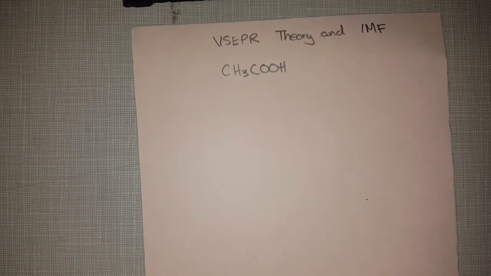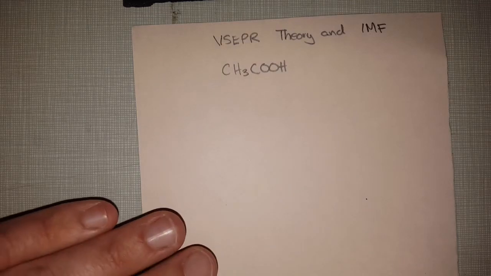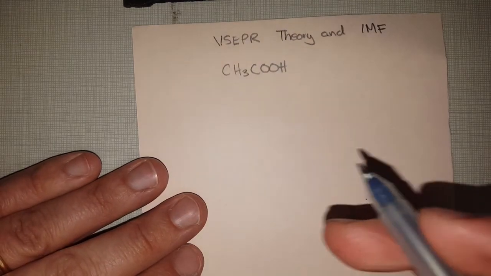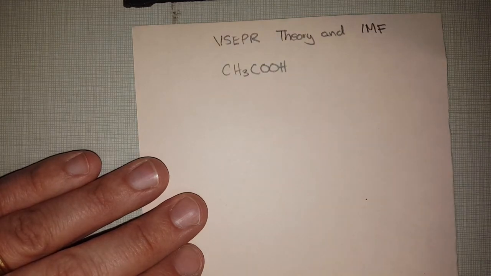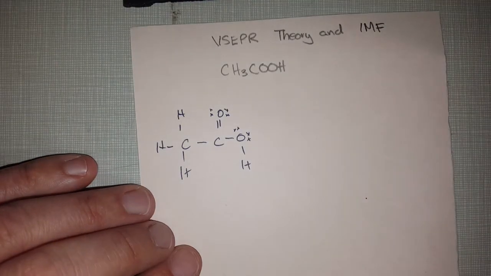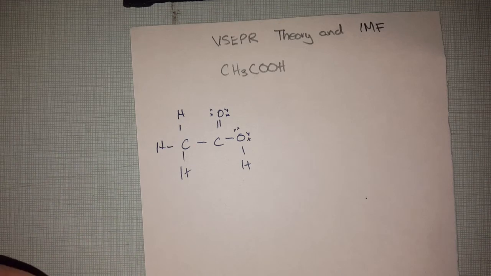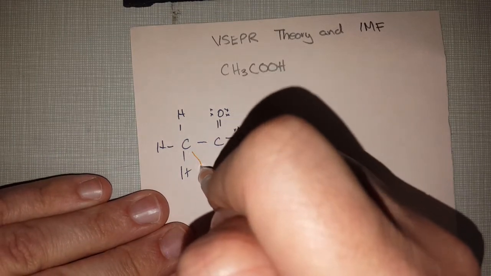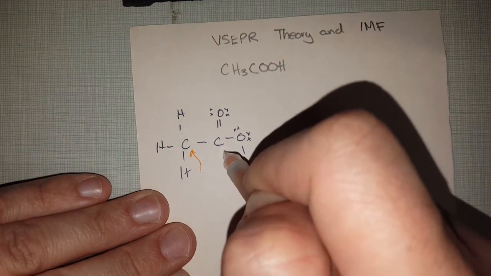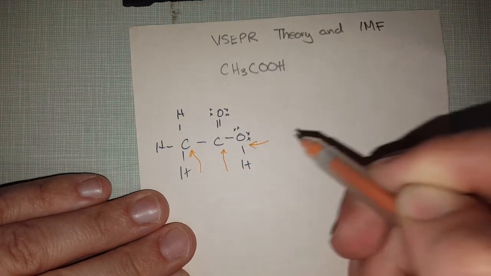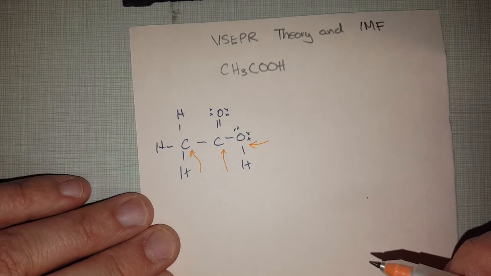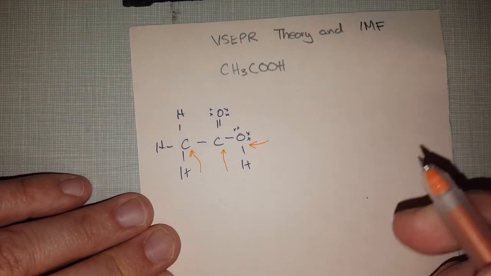Okay, let's take a look at one final one. Again, the first thing we need to know is our Lewis structure. Okay, so from this Lewis structure, what we can see is that we actually have three central atoms. We have one central atom there, we have one there, and we have one there. And each of these central atoms has a different AXE formula.